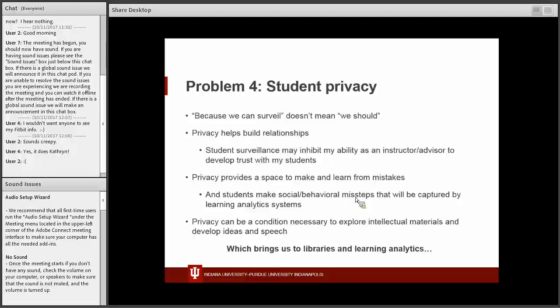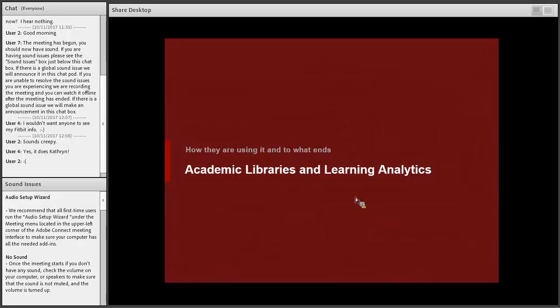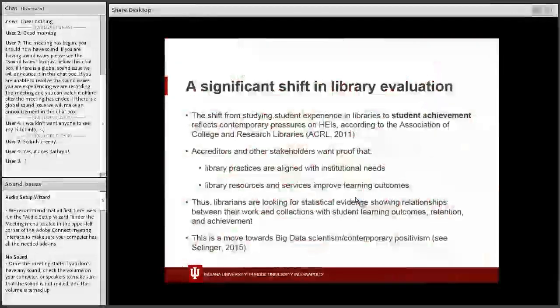That brings us to libraries and learning analytics: how they're using it and to what ends, academic libraries and learning analytics. This is a significant shift in library evaluation, a shift from studying student experience in libraries to student achievement. We started a little bit of this in 2011 with the ACRL report. And today, more than ever, accreditors and other stakeholders want proof that library practices are aligned with institutional needs and that library resources and services improve learning outcomes. Basically, they want to know if their investments in the library are justified.